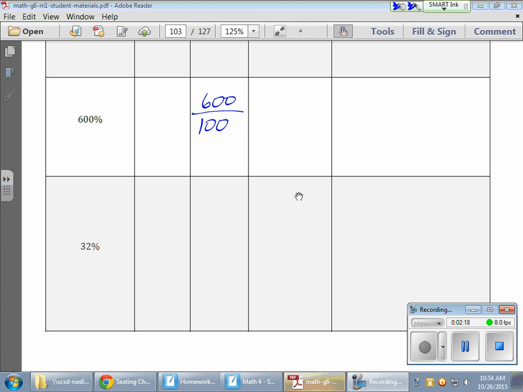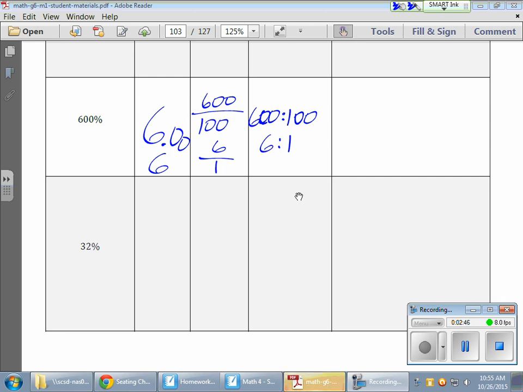And as a decimal, well, if I reduce this, I actually get 6 over 1. So as a decimal, it's really 6. If you want to put in your 0.00, if you'd like, that's fine. Doesn't really matter, because 6.00 is still equivalent to just plain old 6. Now, as my ratio, there's my 600 to 100, or my 6 to 1. That's fine too. Sometimes kids like to see that 6 to 1.